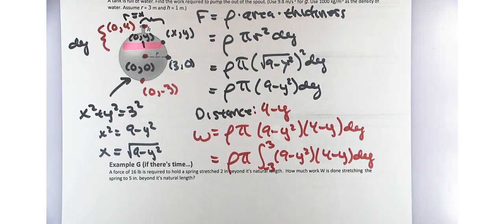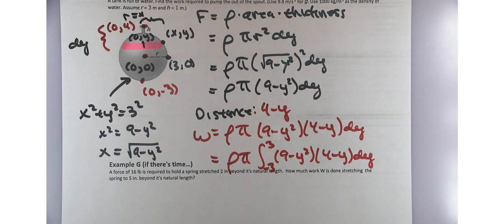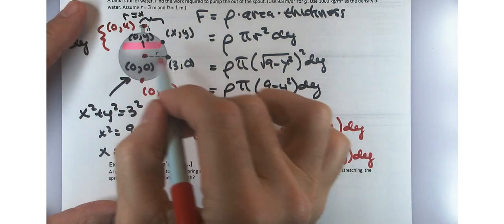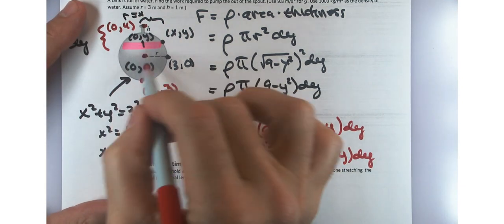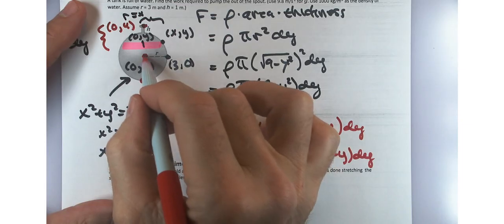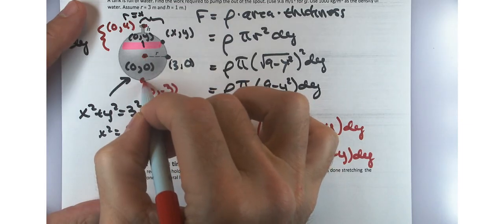You're welcome. How do you know the lowest was negative 3? Oh, because this is a sphere. I mean, the equation of a circle. So if we're starting here with a radius of 3, then you're down here at negative 3.